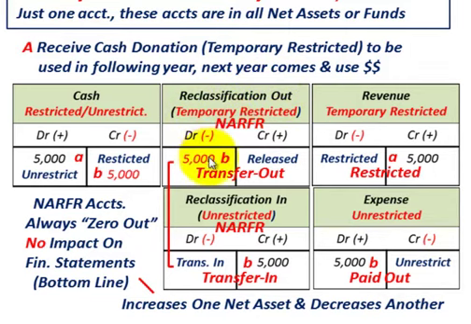So for our transfer out, we would have the reclassification out for the temporarily restricted dollars. I'm just showing it as a debit here: we would have debited the reclassification out for $5,000 that we released. Now we'll be able to pay those dollars, but we have to first bring them into the unrestricted net assets account, and we do this through the reclassification-in for the unrestricted dollars. So we would transfer in, and we'd credit that for $5,000.